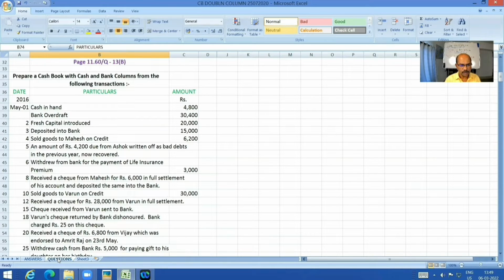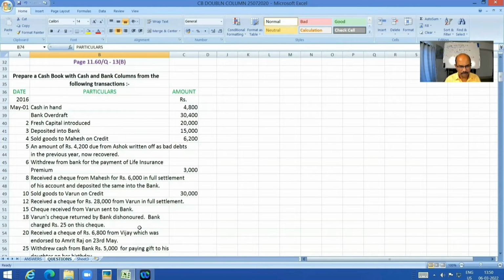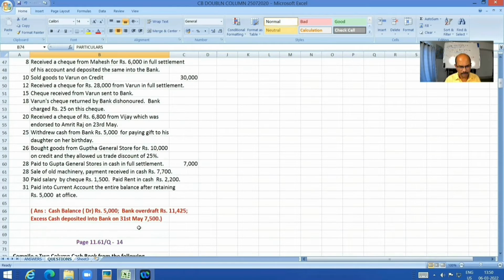As usual, I'm pausing it for a while so that it will be comfortable for you. You pause it and take it down. Balance. Cash balance rupees 5,000, bank overdraft rupees 11,425 and adjustments 7,500. This I have to convince you with entry by entry explanation. I'm re-showing it. The first part and the balance.